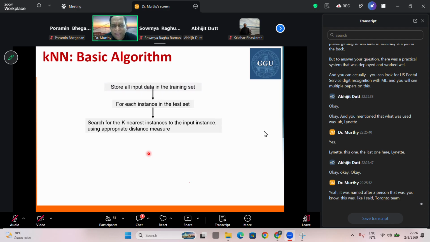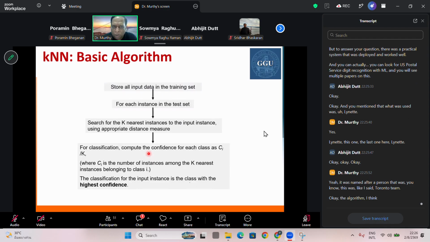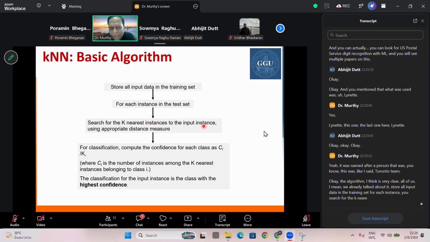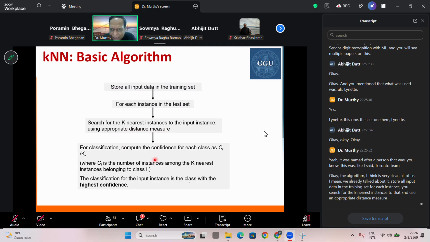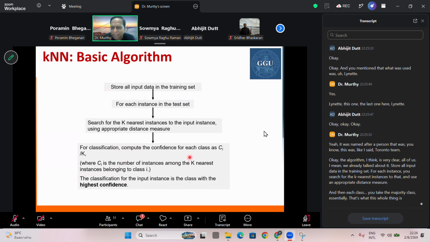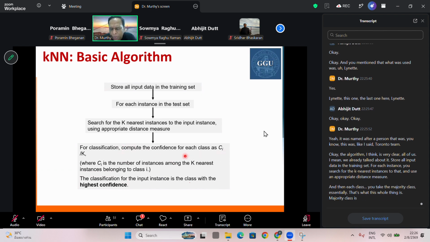Okay, the algorithm, I think, is very clear. All of us, we already talked about it. Store all input data in the training set. For each instance, you search for the k nearest instances to that, using an appropriate distance measure. And then you compute each class and take the majority class, essentially. That's what this whole thing is. The majority class is being taken.